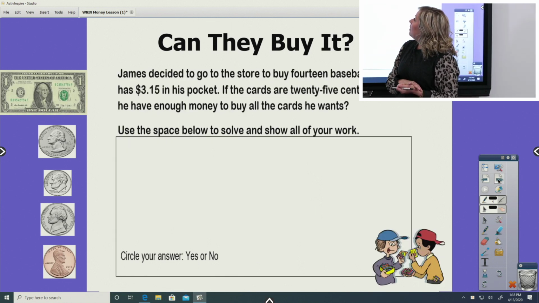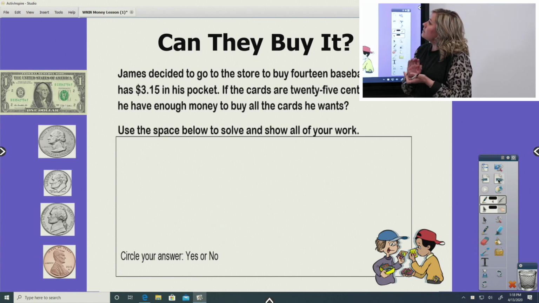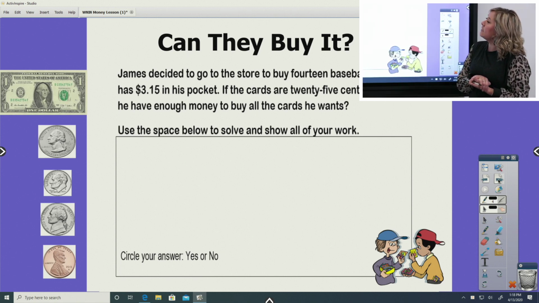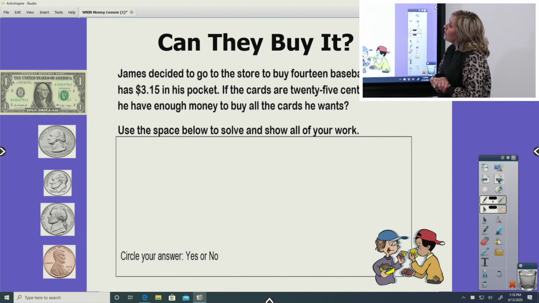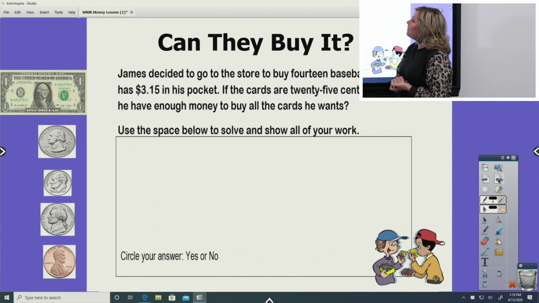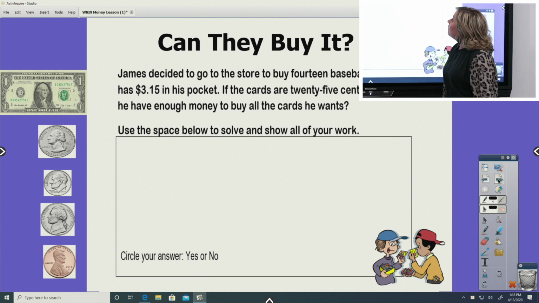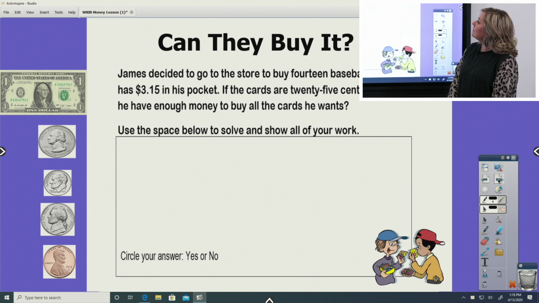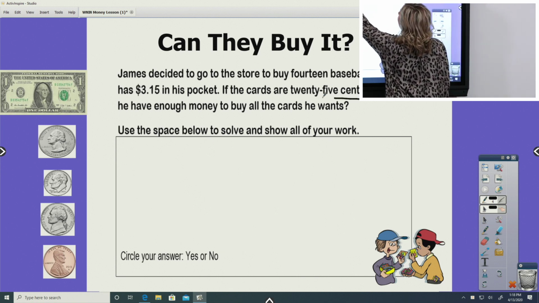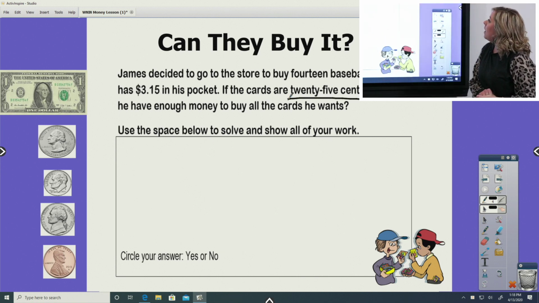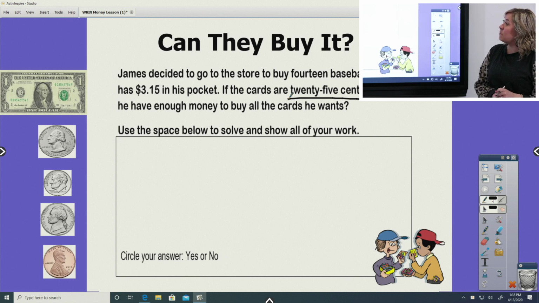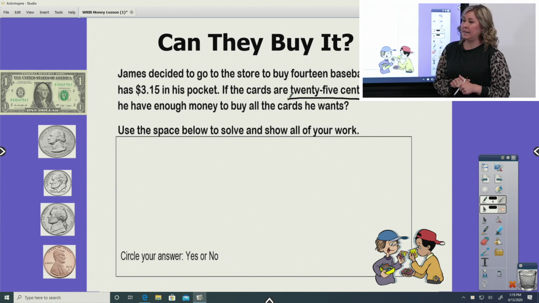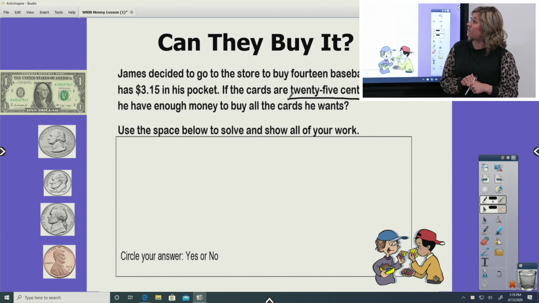Okay. For this one, it says, James decided to go to the store to buy 14 baseball cards. He has $3.15 in his pocket. If the cards are 25 cents each, and that's in word form right now, so we have to be careful when we're reading that, does he have enough money to buy all of the cards he wants? He wants 14 of them.